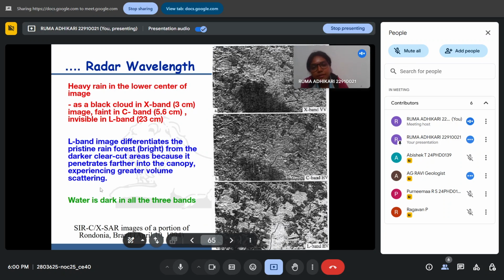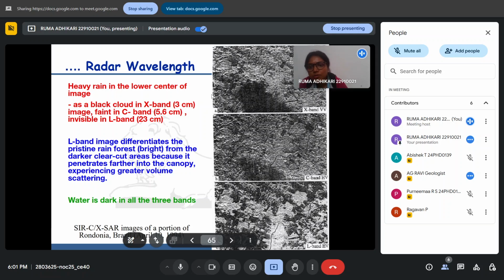So for different wavelengths, the same area looks like this. The X band VV polarization looks like this. In C band, as the wavelength increases, it looks like this. Finally, L band, you will see it looks like this. So this shows how detailed it is mapping the area.